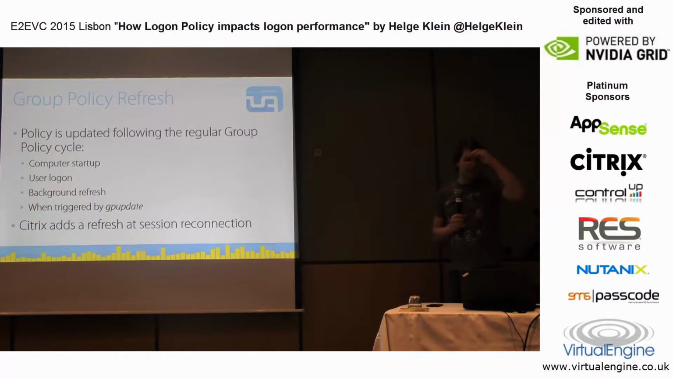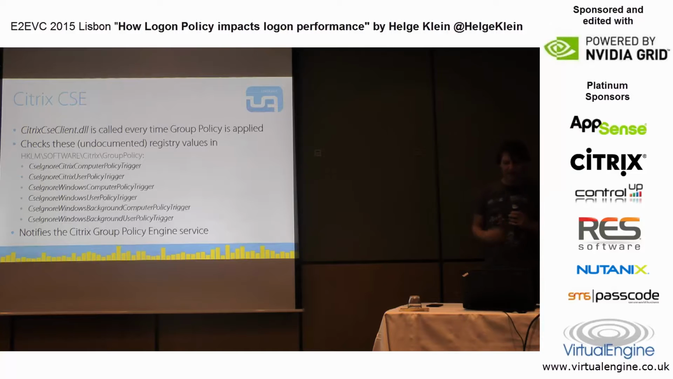Normally, group policy is refreshed at these four events: when the computer starts up, a user logs on, when the background refresh is due, or when I manually use GP update, of course, without force. Now, Citrix adds a fifth event to that, that is when sessions reconnect. That makes a lot of sense because when I reconnect to a session, it might be from a different device and different settings might be in order.